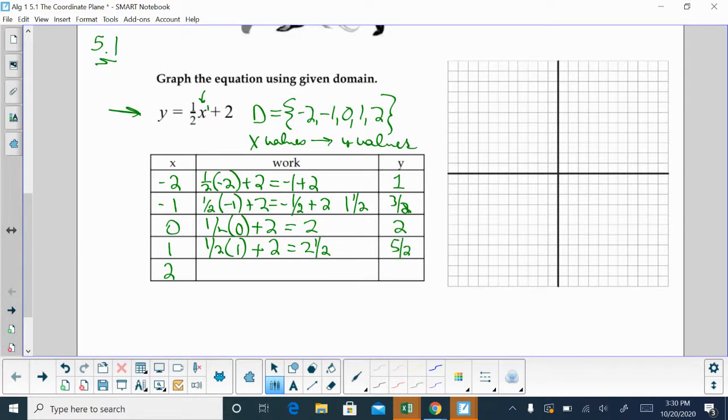And finally, for the last domain or x value that we are given, when x is 2, substitute that in for x into our linear equation. We get 1 plus 2, which is equal to 3.